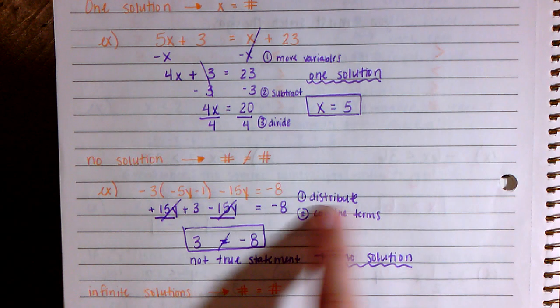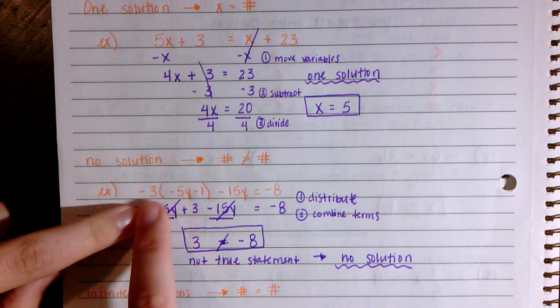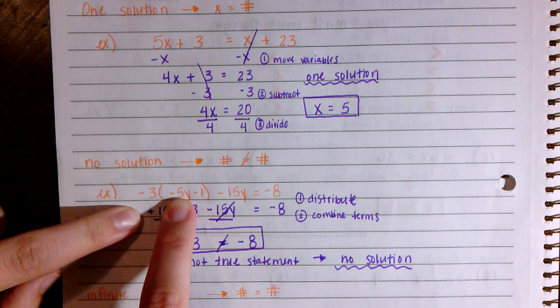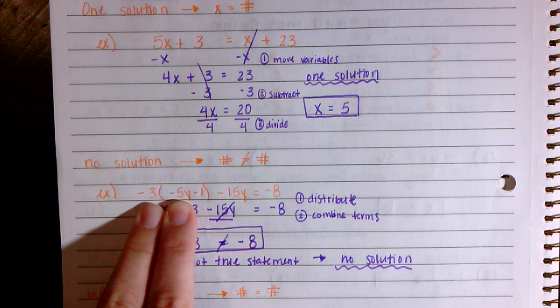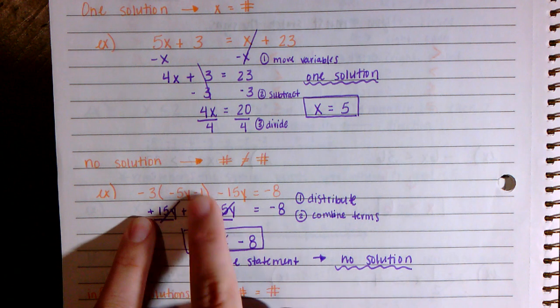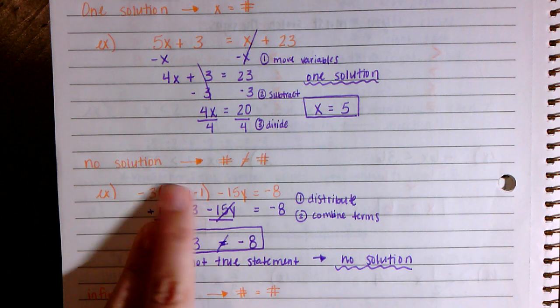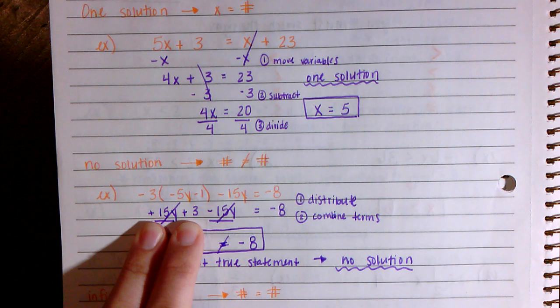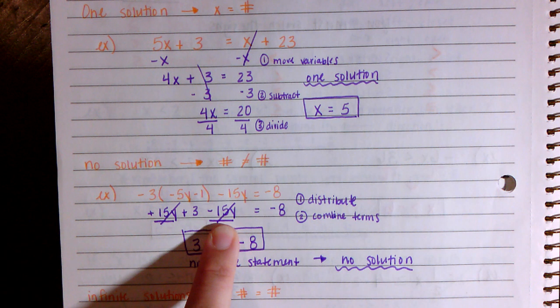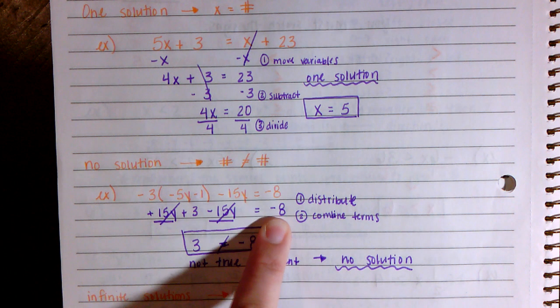So the first thing I do is I distribute. I wrote my steps out to the side so you can see. I distributed -3 times -5y. If we just look at the numbers, -3 times -5 is positive 15. We know two negatives make a positive. And I have to bring that y down with it. Then -3 times -1 is positive 3. And then I bring down the -15y, bring down the equal sign, and bring down the -8.